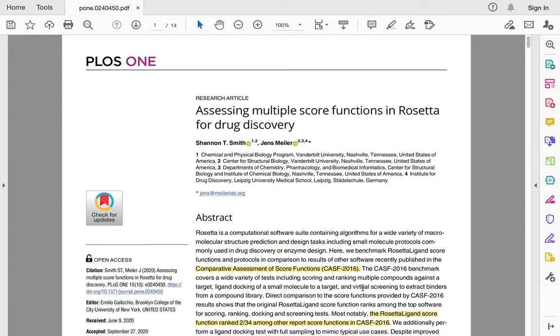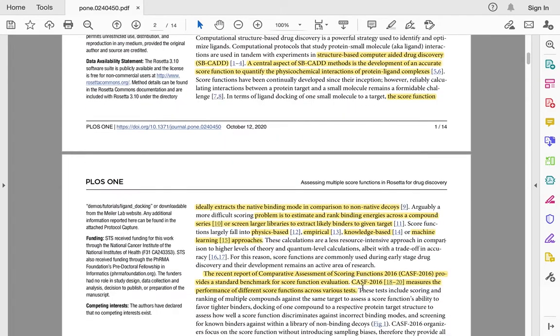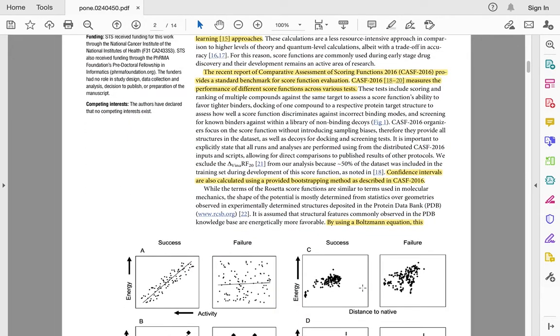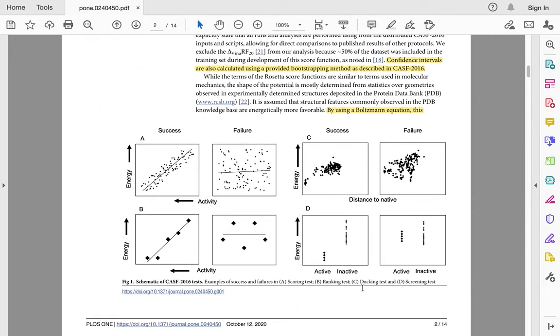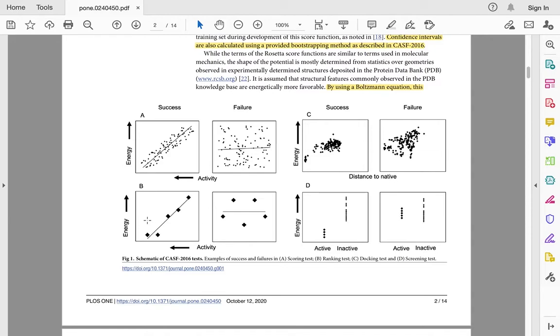Today I'm going to talk about a paper that discusses different score functions in Rosetta for protein ligand docking. This paper uses 4 tasks to evaluate different score functions, and these are the example plots for the test results. A is scoring test. It uses Pearson correlation to correlate the predicted interaction with experimental binding affinity.